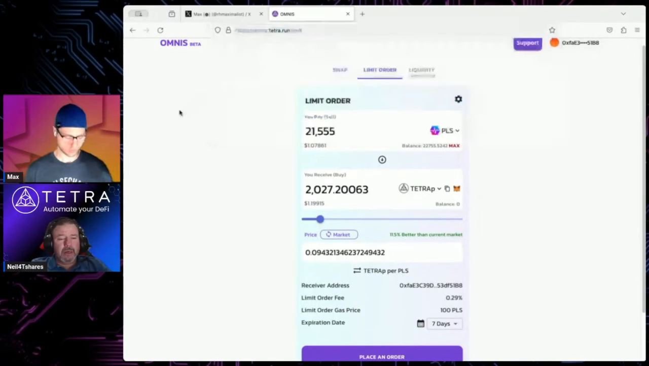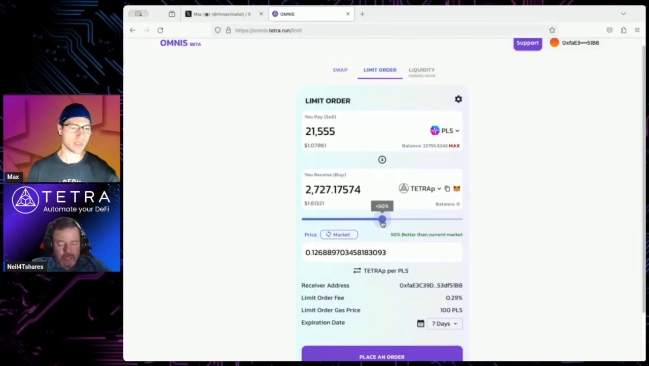Okay. So for example, I've got dollars worth of PLS and I want to pick up Tetra. Can you explain what the plus 2% is? You're buying it. Better than the current market rate is what it means. That means you get it 2% cheaper than it's for sale right now. So if I think it's going to drop 50%, I'd say, okay, I want to pick it up 50% cheaper than today. I'm going to set my slider to 50% and do that. Correct.